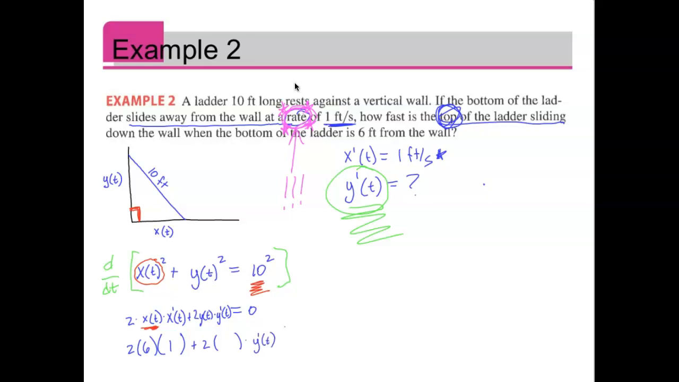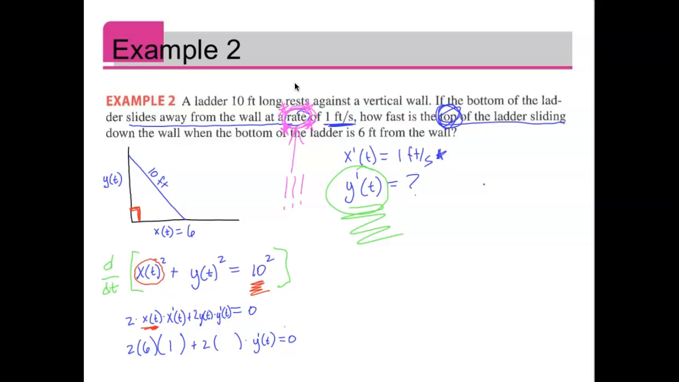Now, do we know y of t? Y prime we don't need to fill in. That's what we're trying to solve for, but we do need to be able to fill in y. Ooh, Maisie. You're right, but how did you get that? I agree with you. It is 8.